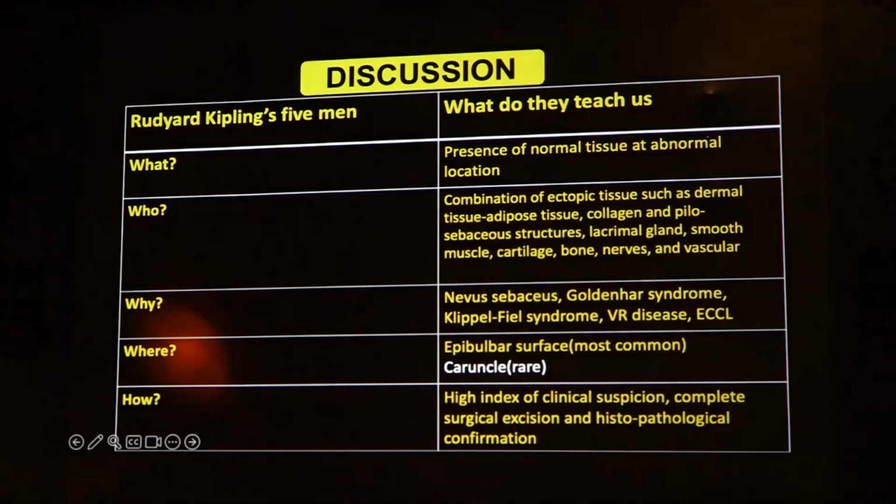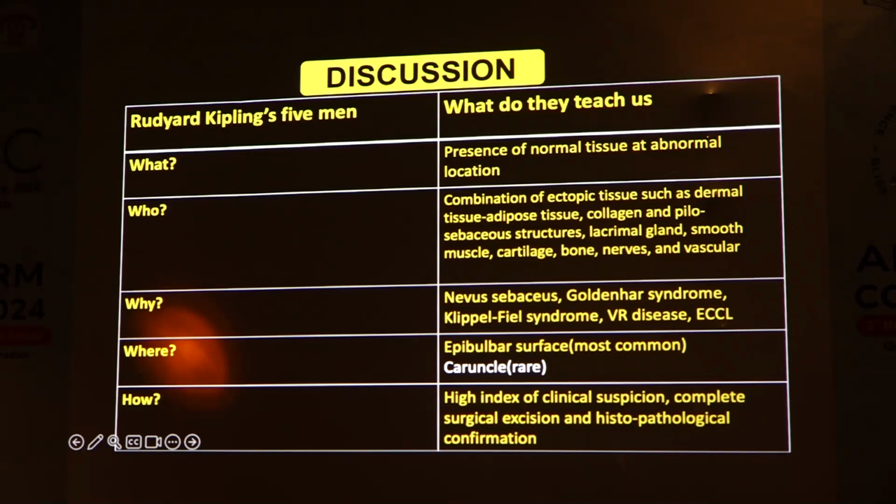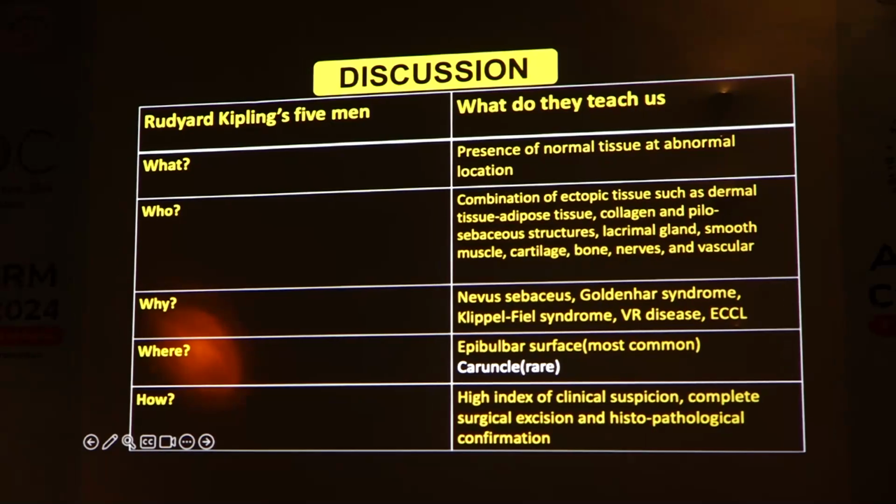Moving on to what this can be, let us employ the 5 W's, which we know, to learn new things in our OPD. What is it? It is the presence of normal tissue at an abnormal location, and what constitutes the family of this lesion would be two different tissue types, making it a complex choristoma. If there was a single tissue type, it would have been a simple choristoma.